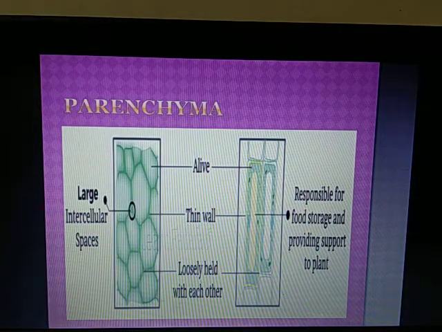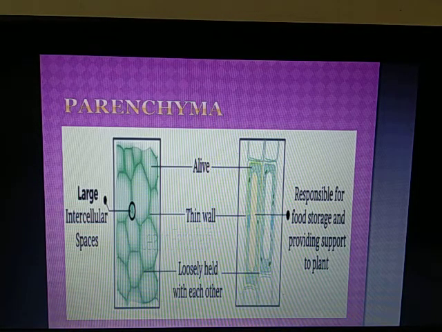First one is parenchyma. Parenchyma cells are usually living cells, and they are oval, round, polygonal or elongated in shape. They have a thin cell wall. They have dense cytoplasm, with the nucleus central or present at the corner, and a central vacuole is also present, as you can see in the diagram.